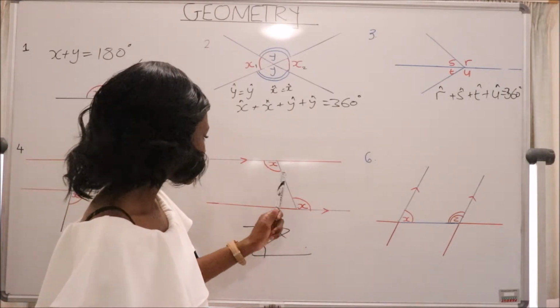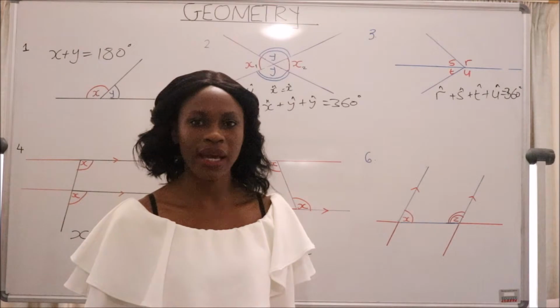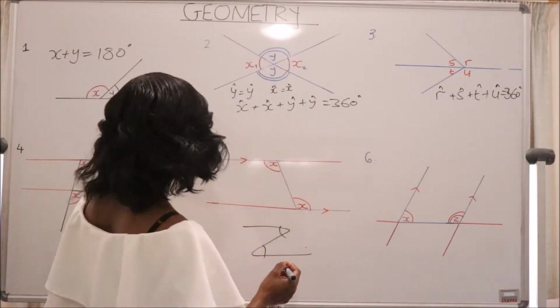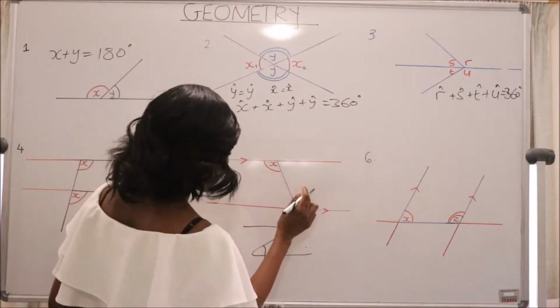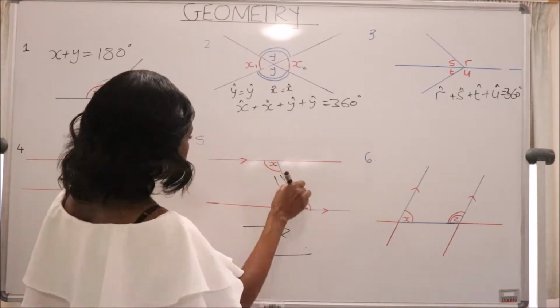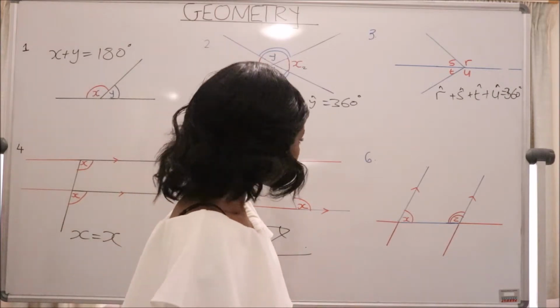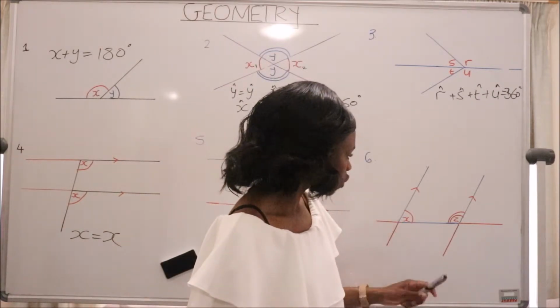So these two angles here are called alternate angles. Alternate angles of parallel lines must always be equal to each other. That means that this x and that x are equal to each other. They are called alternate angles. And then moving on to the sixth one, which is this one.